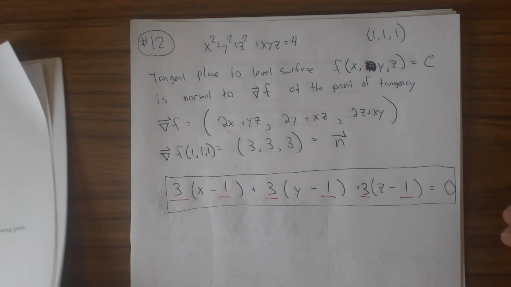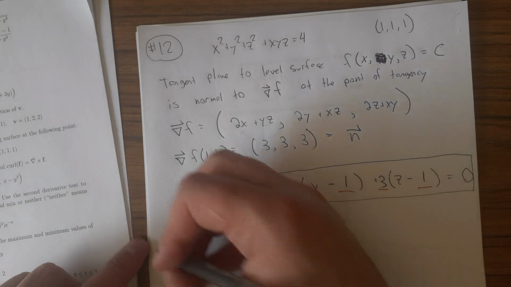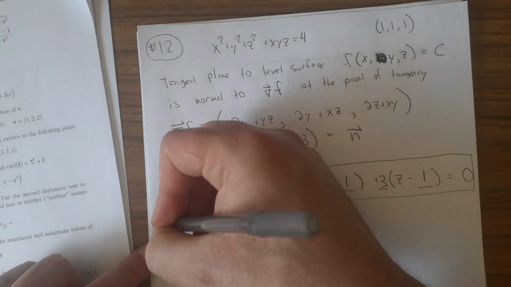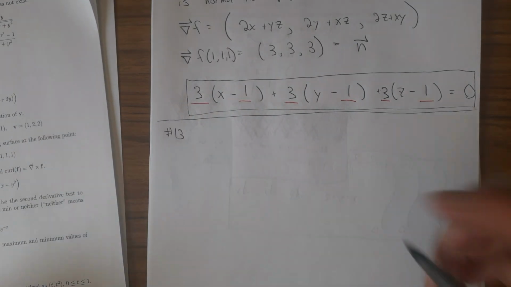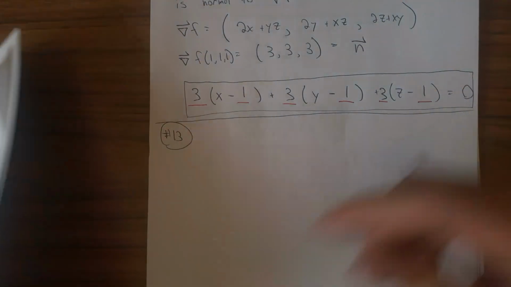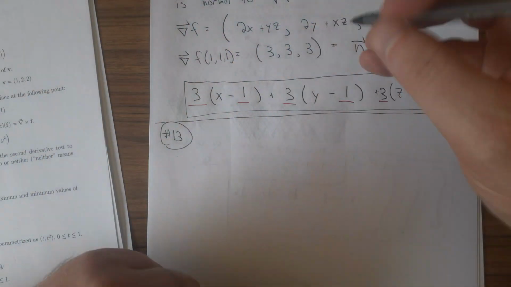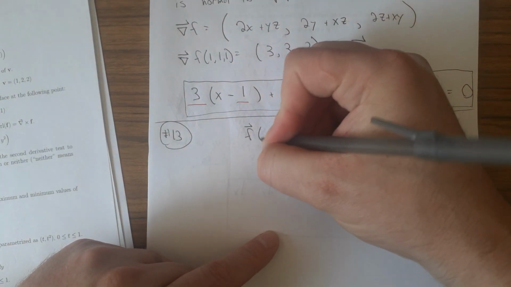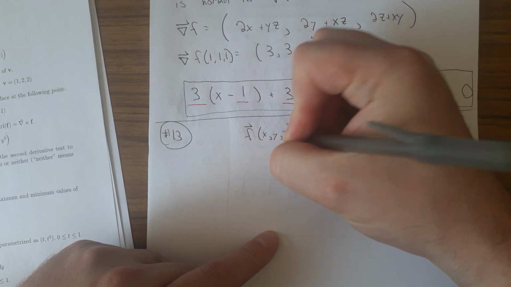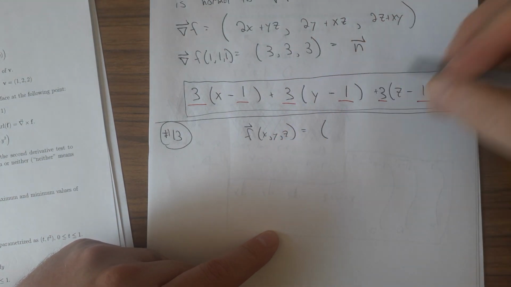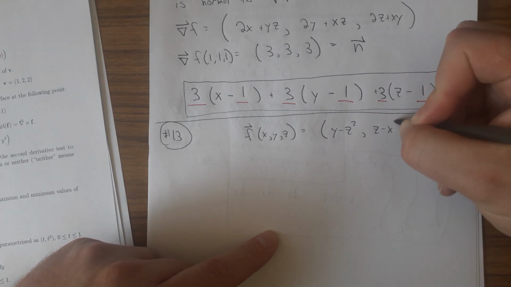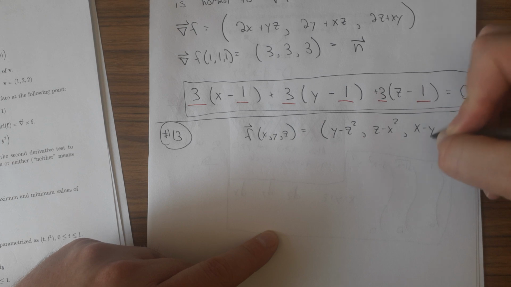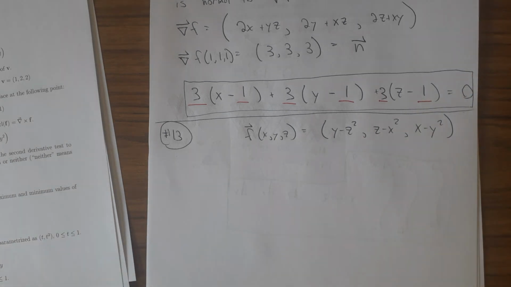Okay, what's next? Lucky number 13. We have a function y minus z squared, z minus x squared, x minus y squared. And we're going to find the divergence and the curl.